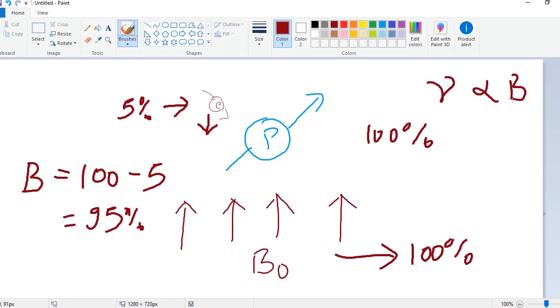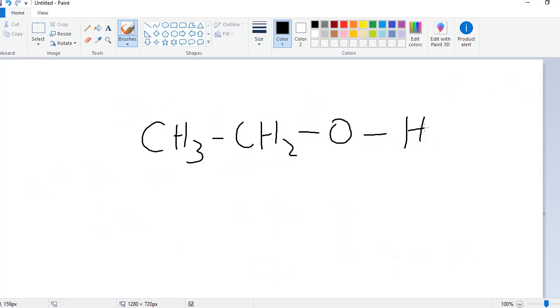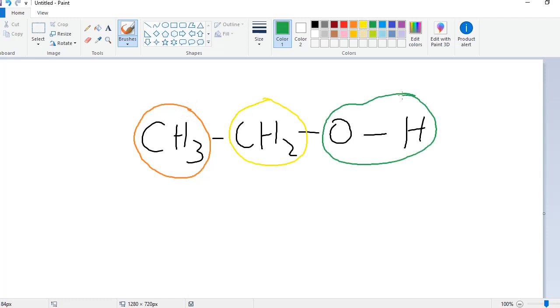That is the reason the concept is called diamagnetic shielding. With that background, let me take the example of ethanol, where I mentioned that it has three magnetic environments. Now let us understand why we say there are three environments in the case of ethanol.